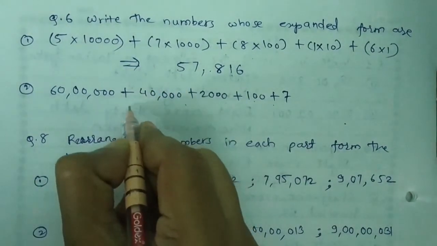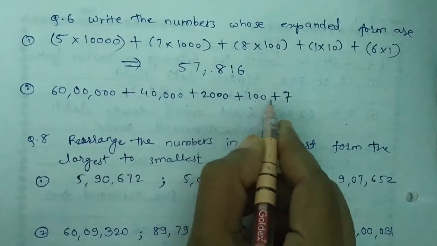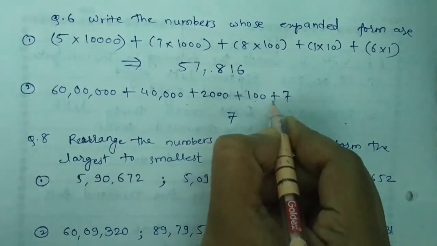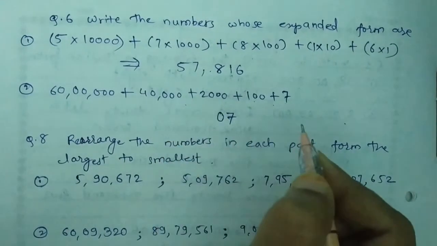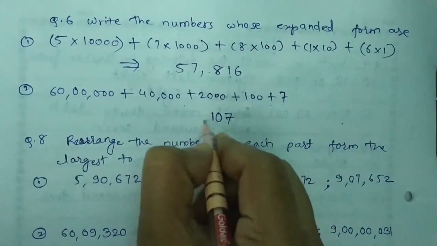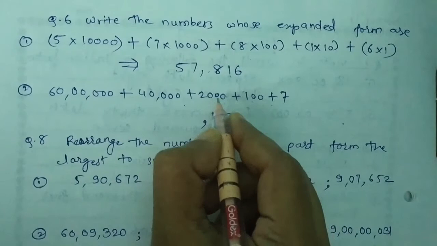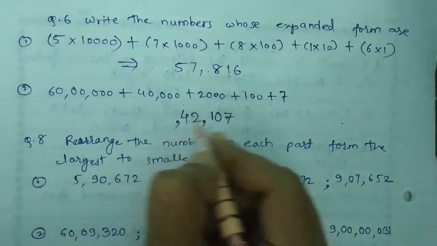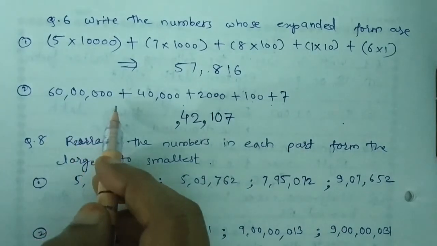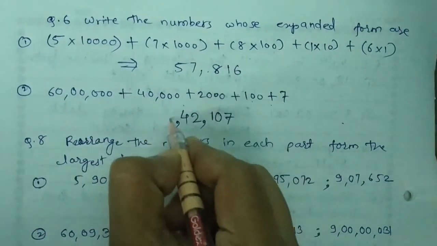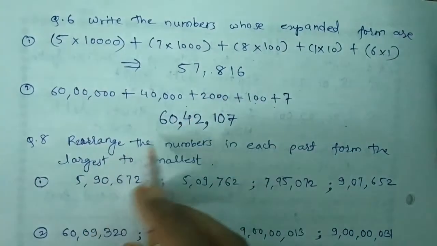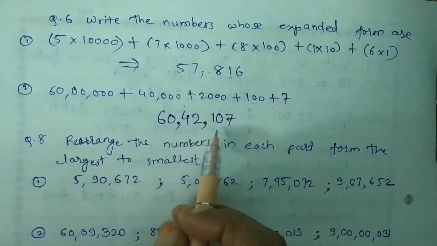So here, dear students, I will put here 7, that is on unit place. Here tens place is absent, so I will write down as 0. Then 100 place is there. Then we'll put a comma. Then 1000 place is there 2, and 10,000 place it is 4. Then we have lakhs place absent, so we'll put a 0. Then 10 lakh. So here we'll get 60,42,107.